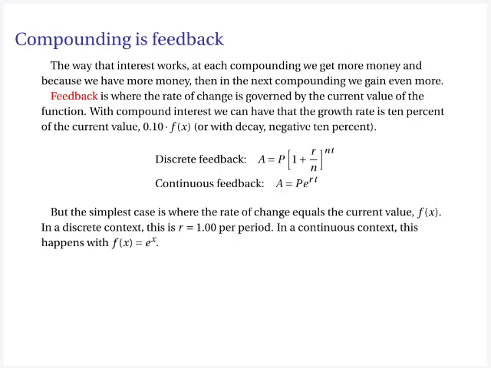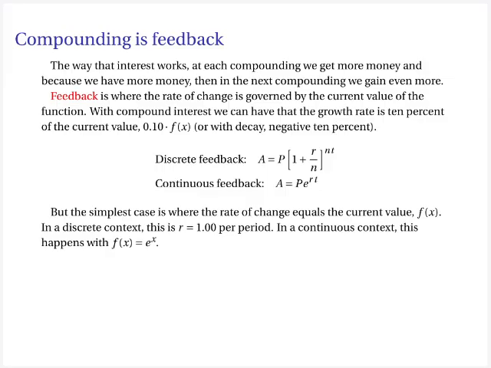So a lot of times with these, a person wants to have a concept, a takeaway where you're saying to yourself, what's happening with these? And the answer is, what's happening with compound interest is that it's feedback. The way that interest works, every time you're compounding, you get more money. And because you have more money, then the next compounding you get even more. So feedback is how we summarize that phenomenon. It's where the rate of change is governed by the current value of the function.